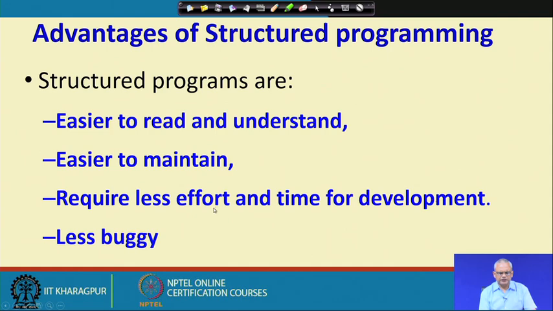Why is it so that we need less effort and time for development? The answer is that if you are developing in an unstructured way, even a small mistake that you have committed will take long time for you to correct. But a structured program can easily be corrected, it is understood and under your grasp, and therefore, it requires less effort and time for development, and also it is less buggy because you understand it well, and therefore, chances of bugs being there is less. Whereas, in a non-structured program, you do not really understand how the program works, what are all the paths that exist. There may be thousands of paths, and the bug may exist in one of the paths which you never thought existed.